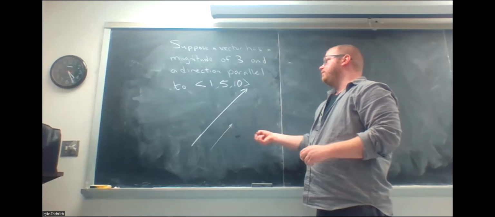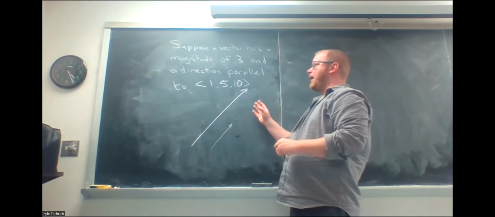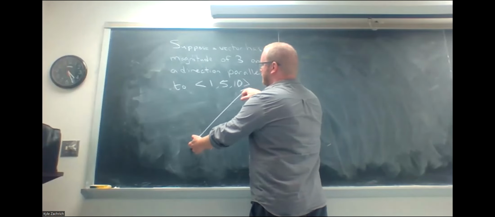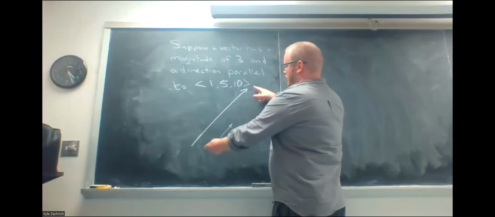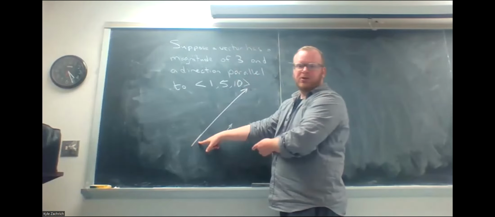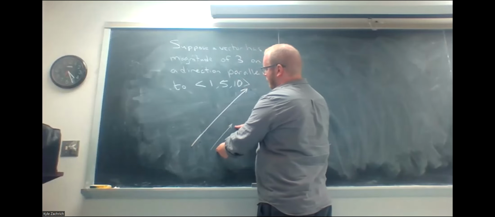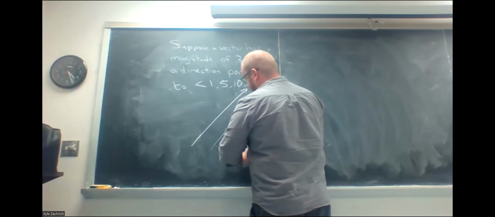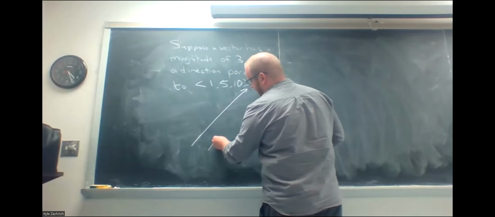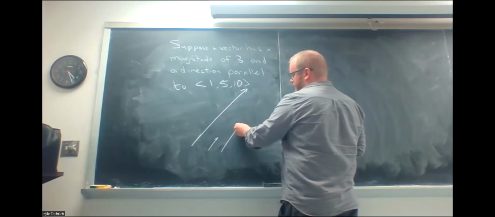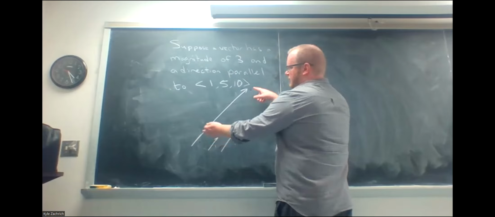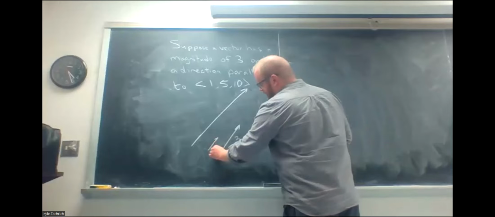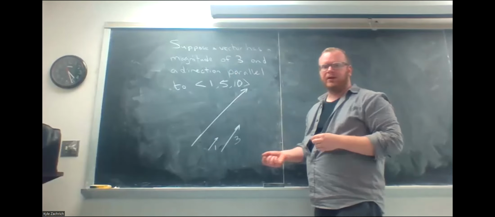In order to figure out how that vector would look, we're just going to figure out how long the original vector 1, 5, 10 is. We're going to shrink it down to 1. That's called a unit vector. And then we're going to multiply it by 3. So that's the process we'll use here: take this vector, shrink it down to a unit vector that has a magnitude of 1, and then multiply it by whatever magnitude we need.